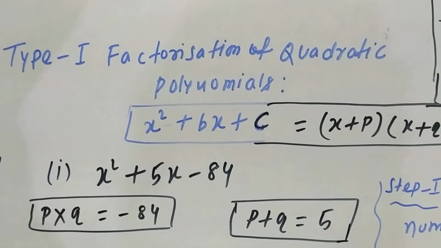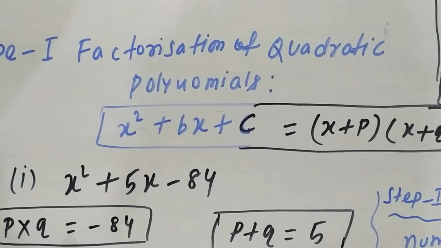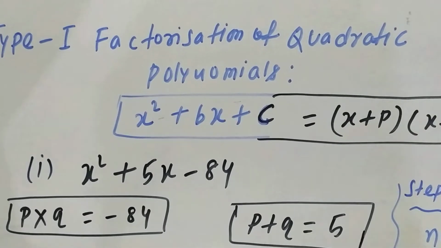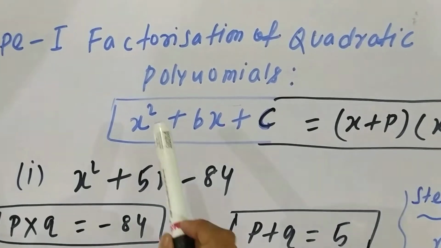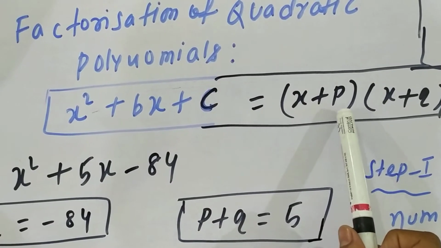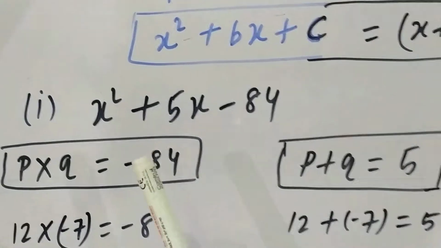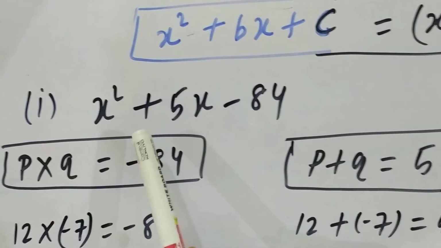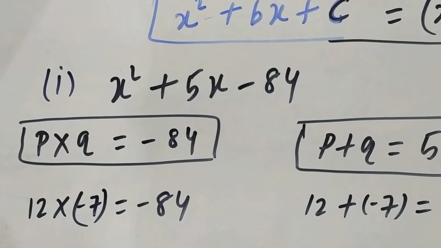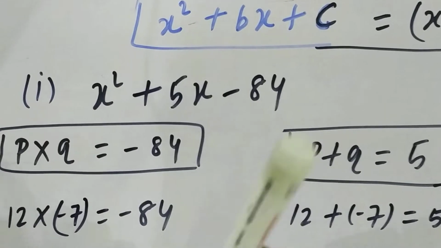Now type 1, factorization of quadratic polynomials. What are the factors of a quadratic polynomial? There should be 2 factors, because the highest power is 2. Suppose there are 2 factors, p and q, real numbers. So I have one question: x square plus 5x minus 84. We already know there are 2 possible factors, because this is quadratic, power is 2.